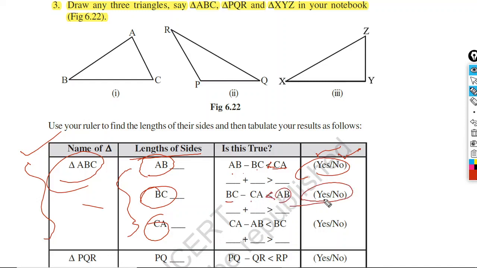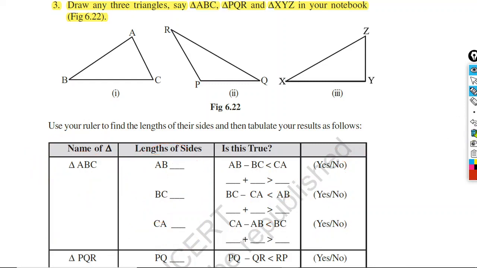Yes or no? CA minus AB, you have all the measurements, na? You just put the values. CA minus AB is less than BC, yes or no? Measure it. Then again another thing you have to find: dash plus dash is greater than dash.